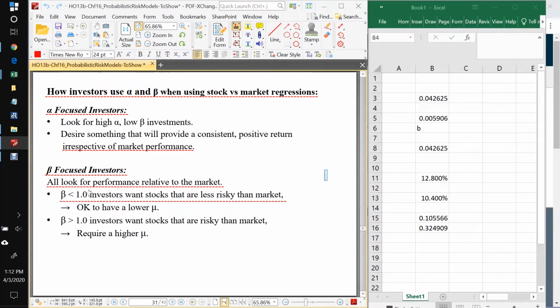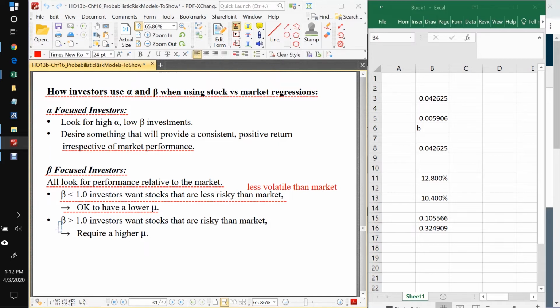Beta-focused investors may want to have betas that are less than 1, and that's because they want stocks that are less risky than the market. Another way to say that is less volatile than the market. Okay, and in that case, it's going to be okay to have a lower average annual return. They have lower volatility drag, and even despite that, they're going to say to the people who are buying their funds, well, yeah, maybe we're not going to have 12% average return, but when the market is down 10%, we hope to be down 5%. And that's very attractive to some people.